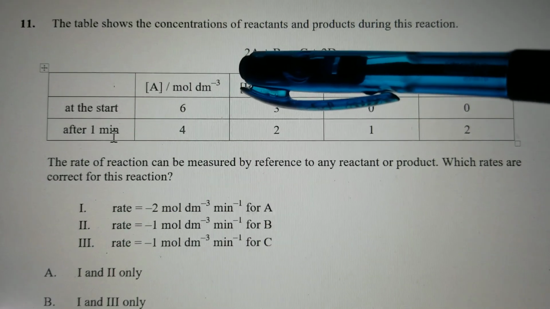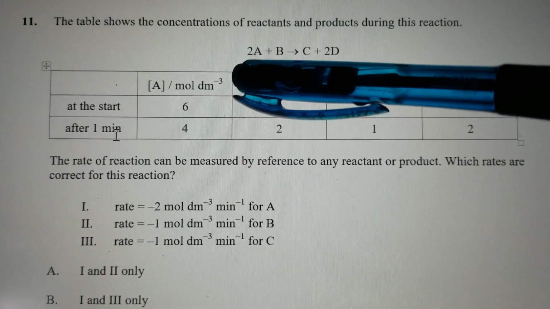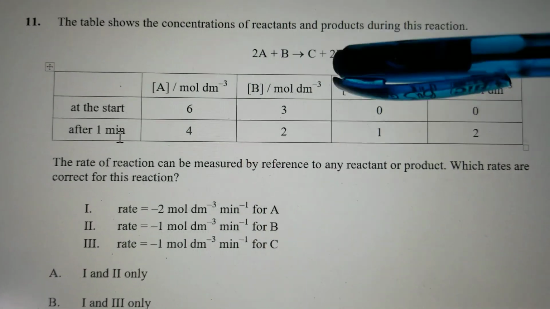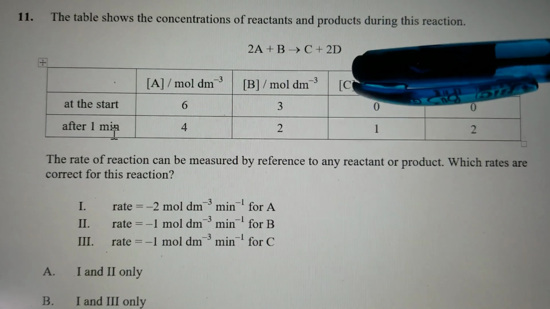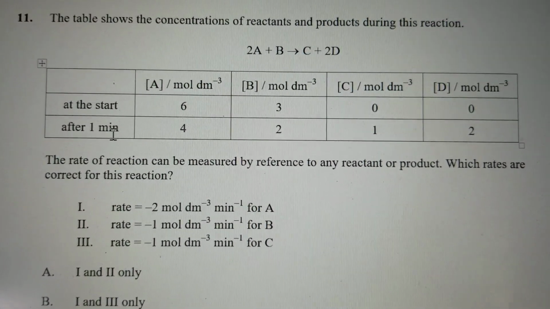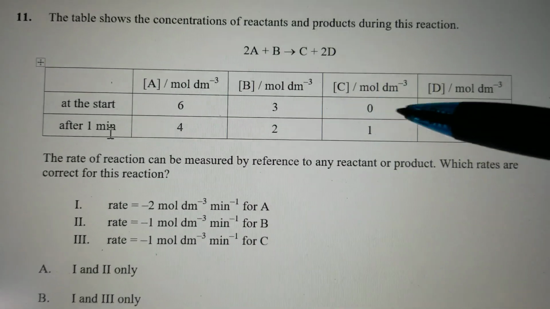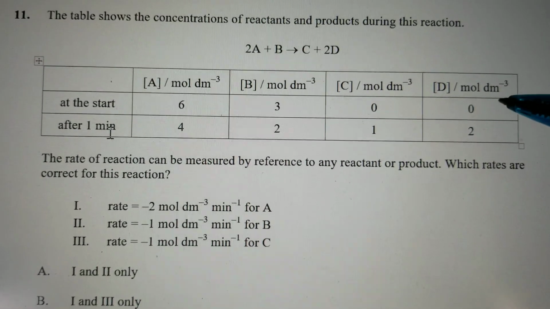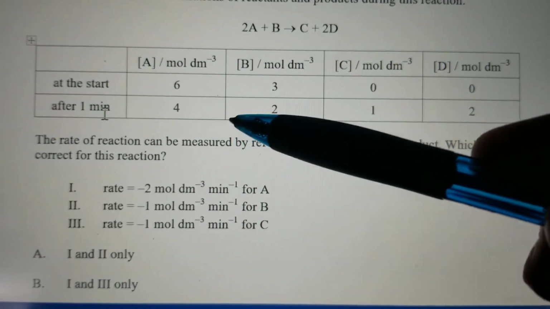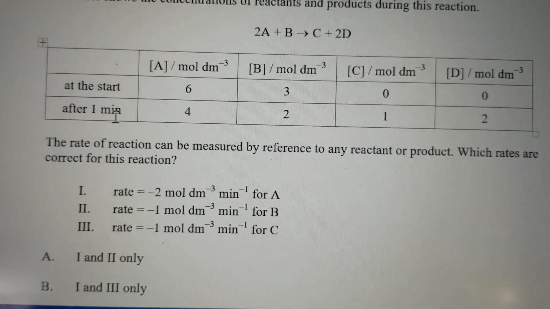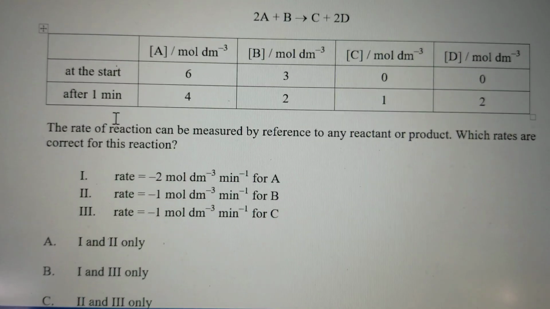You should look at the coefficients in the reaction 2A + 1B, and then it forms 1C plus 2D. So those are important to note. I want you to see that these are all the concentrations at the beginning of the reaction, and then after 1 minute, these are the concentrations. So let me talk about that a little bit.